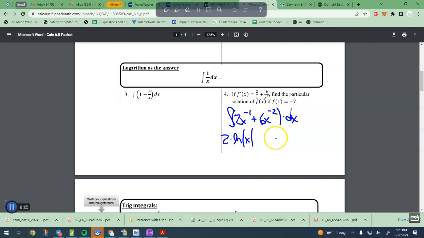Add 1 to the power here would give you x to the negative 1. Divide by the new power, negative 6. Plus c equals y. So I have a general solution, which means it's just a list, like a vertical stack of different equations it could be. Then they give you a point, and they say this is a point on the graph. Now figure out what c is.